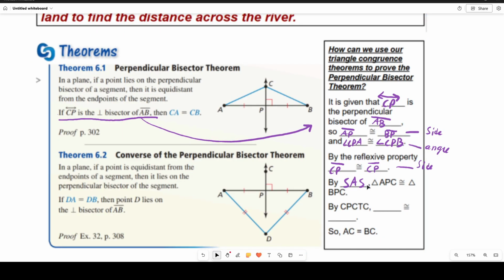Well, did they ask us to solve for the triangles being congruent? No, they said, is CA equal to CB? So we can use CPCTC to say that since these triangles are congruent, these pieces are going to be congruent. So side AC is going to be congruent to side BC. And then if side AC is congruent to side BC, then AC equals BC.